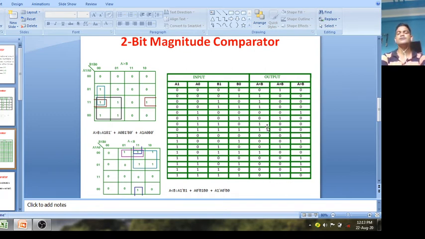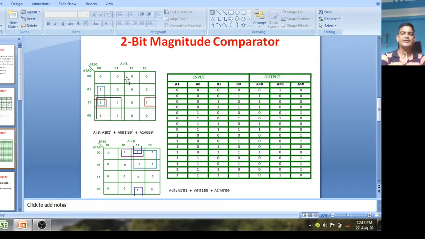In this case, minterms are what? Sigma m 0, 5, 10 and 15. Now with the help of K-map, you can minimize the expression. In this case, minterms are 1, 2, 3, 4, 5, 6, and just fill in the K-map.